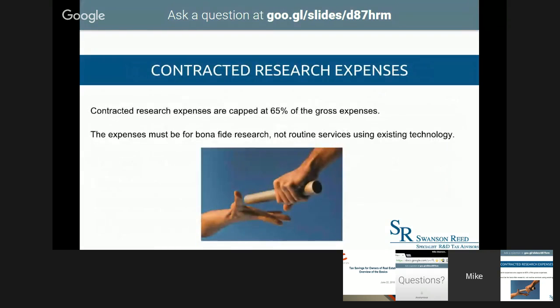Okay, third major category is contracted research expenses. 65% of those are allowed by the IRS, and this has to be for bona fide research also. It cannot be for a conventional service such as having an electrician come out and rewire some of your equipment.